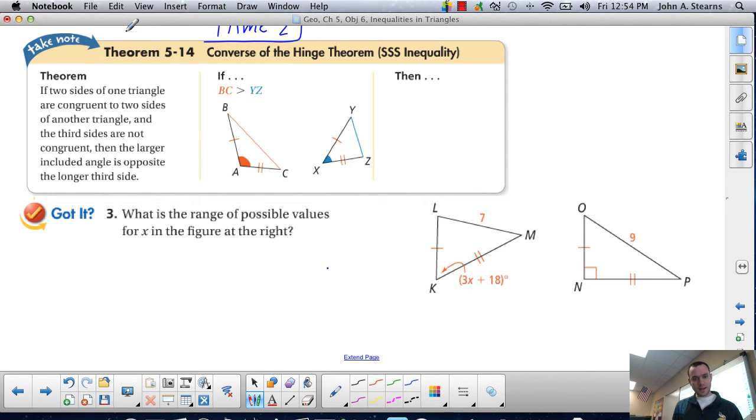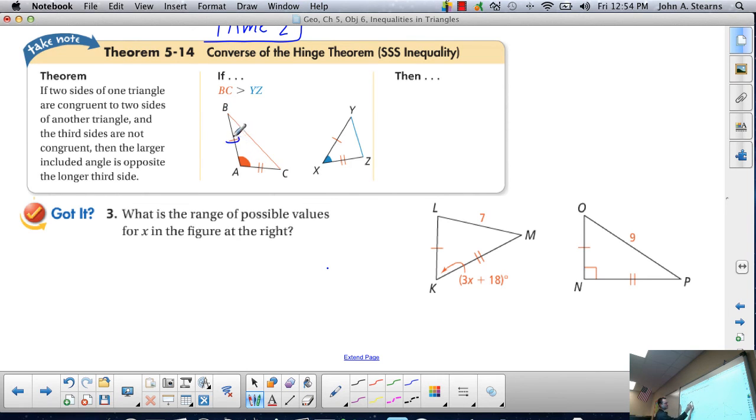Okay, taking a look at Theorem 5-14, this will end your new material for Chapter 5. If two sides of one triangle are congruent to two sides of another triangle, and the third sides are not congruent, then the included angle is opposite the longer third side. Okay? So, in picture form, here's what it's saying.